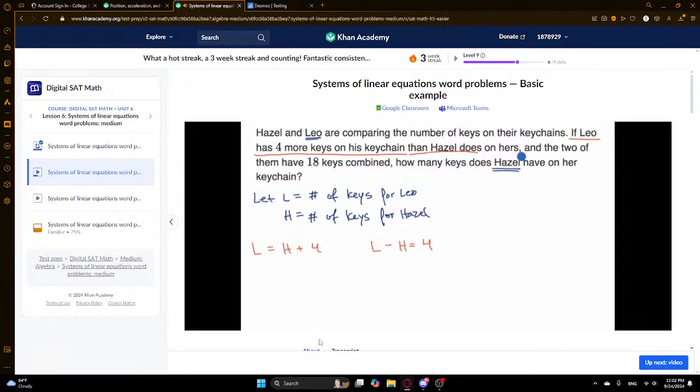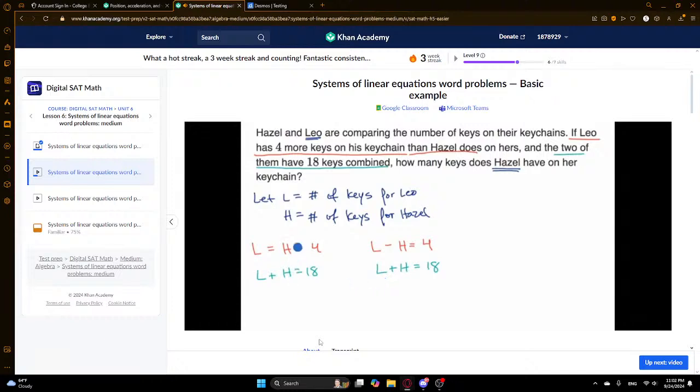And now what about that second one? The two of them have 18 keys combined. Well, that just means that L plus H is equal to 18. So we could just write it that way. L plus H is equal to 18. And obviously, there are other ways that you could mathematically write this that would be equivalent to this.